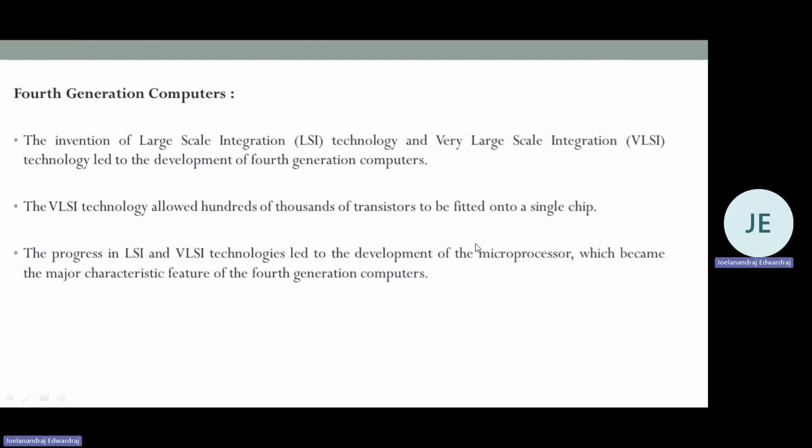thousands and thousands of transistors to be placed on a single chip, on a small chip of mega size, so many transistors could be fabricated in this particular time period. Okay, so this soon kick-started the development of the microprocessor, and this microprocessor is very fundamental for any modern computer system.